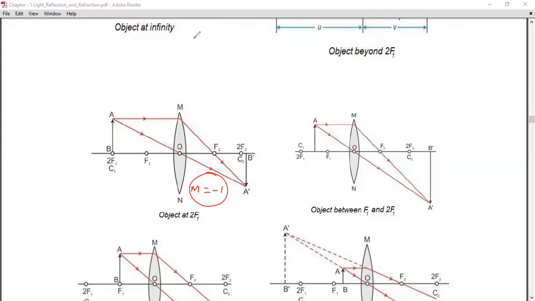And in the fourth case, when the object is kept between 2F1 and F1, then you will get the image beyond 2F2. Exactly, you can compare with the concave mirror and analyze it easily, right students? The object is between 2F1 and F1, then the image will form somewhere beyond C2.